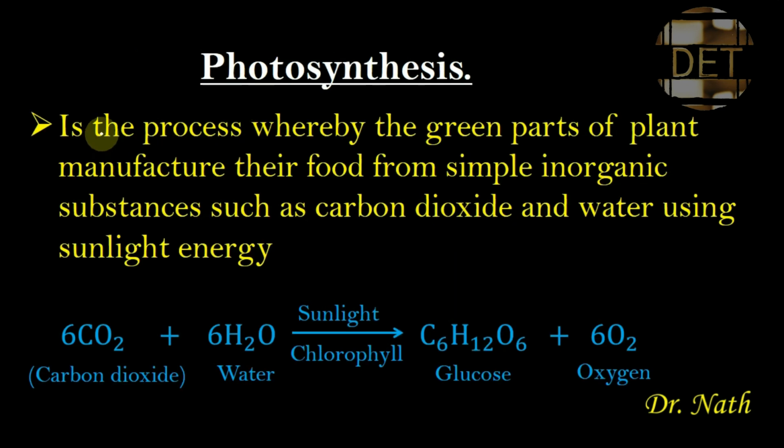So like I said, photosynthesis is the process whereby the green parts of plants manufacture their food from simple inorganic substances such as carbon dioxide and water using sunlight energy. Water and carbon dioxide are the simple inorganic substances from which green plants produce their food. So this is the equation of photosynthesis.